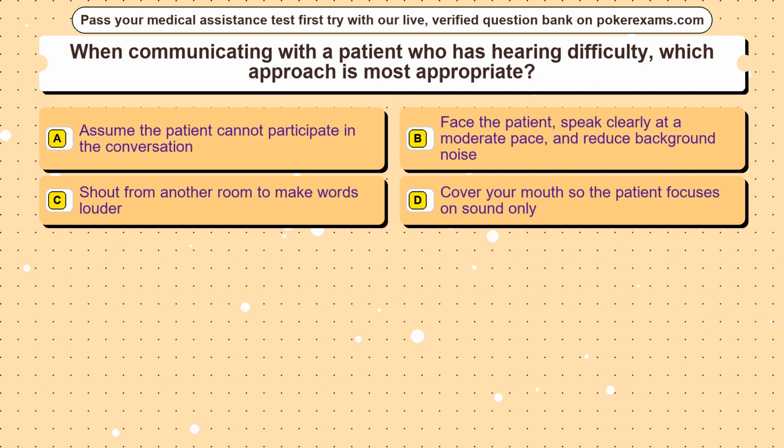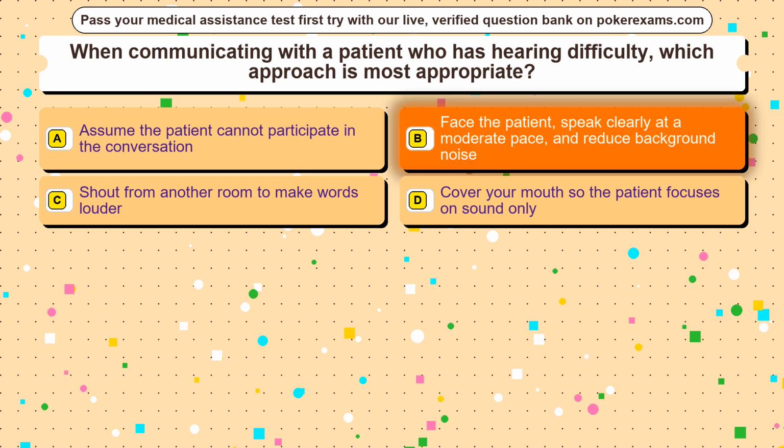Question 3. When communicating with a patient who has hearing difficulty, which approach is most appropriate? Option A. Assume the patient cannot participate in the conversation. Option B. Face the patient, speak clearly at a moderate pace, and reduce background noise. Option C. Shout from another room to make words louder. Option D. Cover your mouth so the patient focuses on sound only.